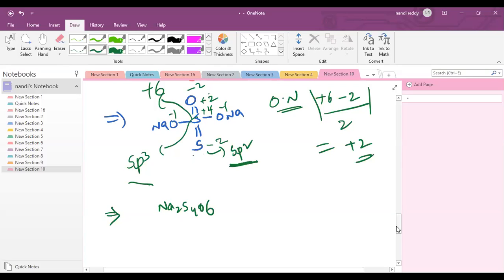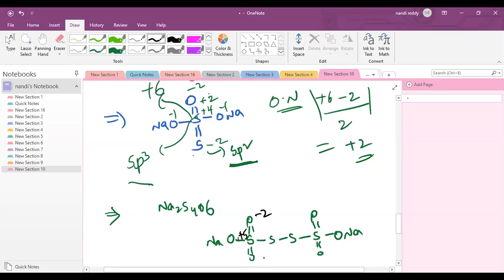Na2S4O6. Try it. I am giving the structure. You don't worry about structures. This is the structure. With respect to oxygen, first you can write the oxidation number. How many oxygens attach to this sulfur and how many bonds are there with respect to oxygen? Here 2 bonds, here 2 bonds, here 1 bond, total 5 bonds. So the sulfur is going to show plus 5, sir.